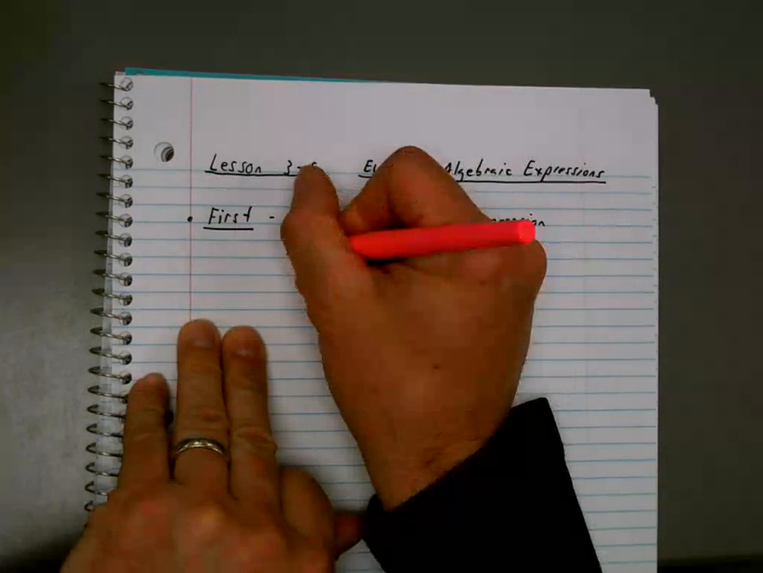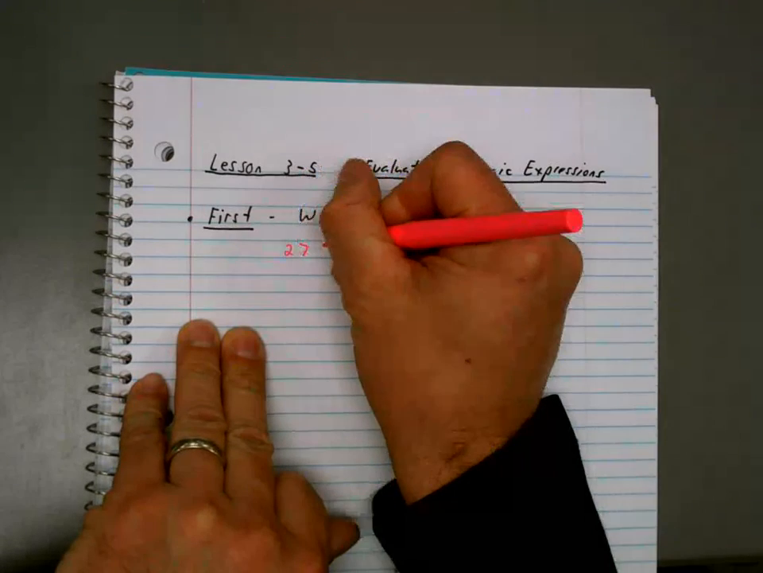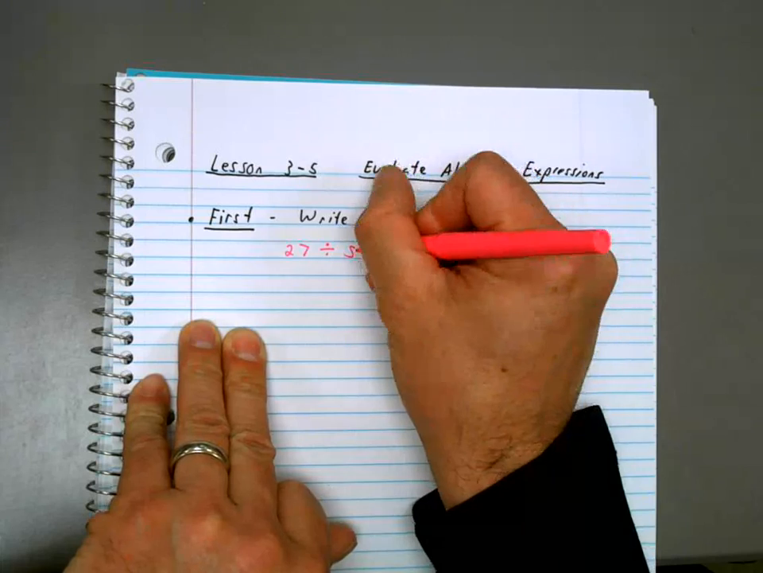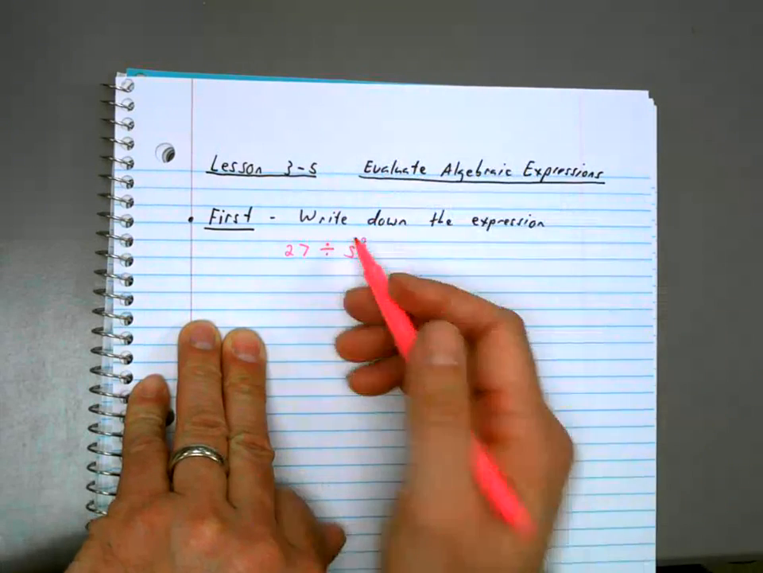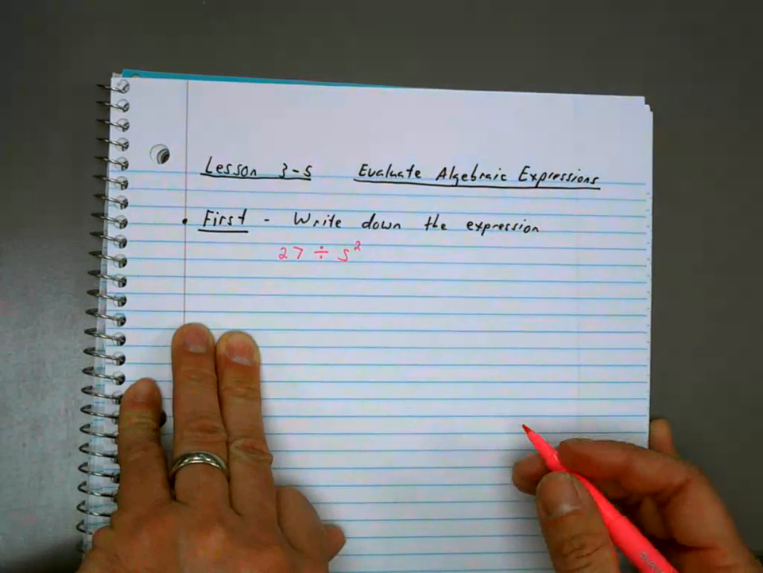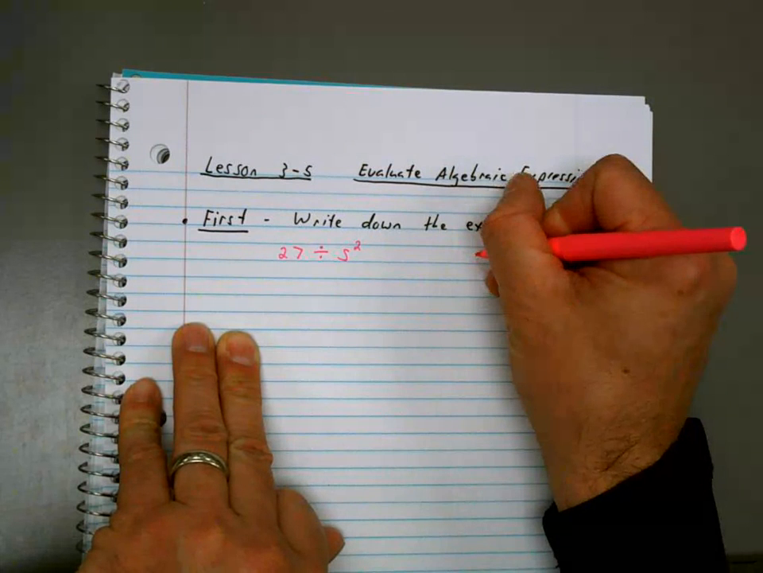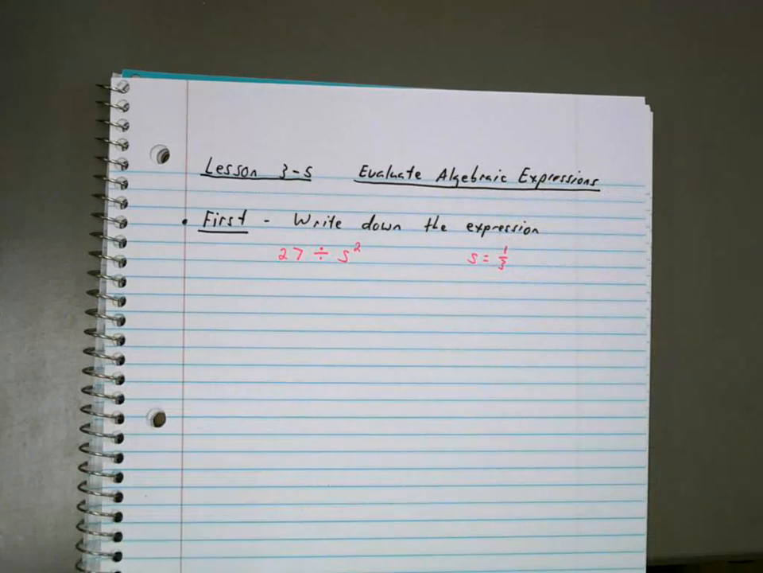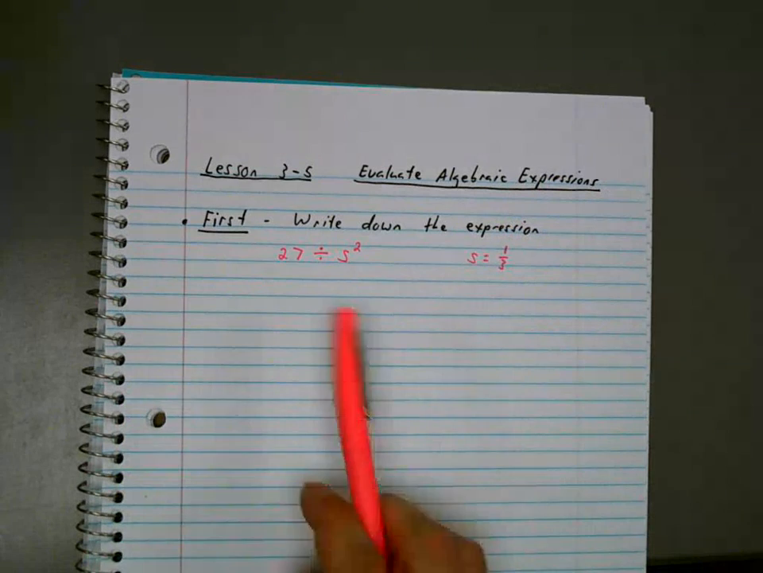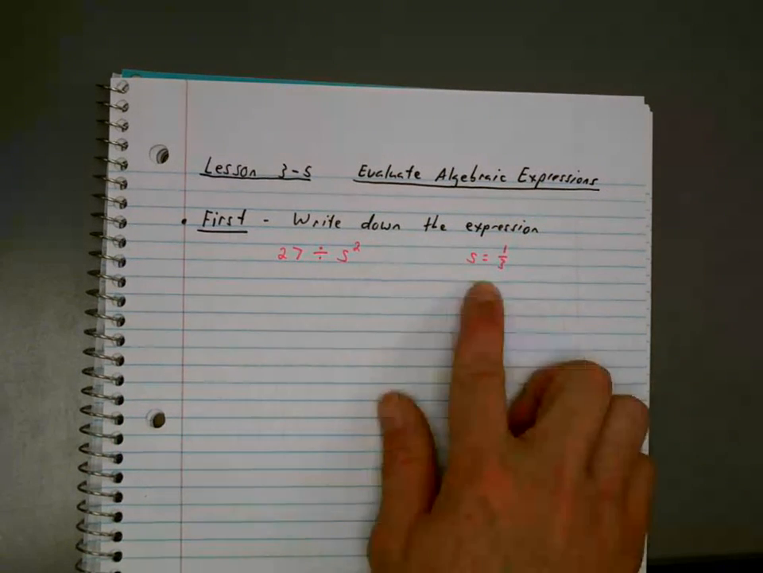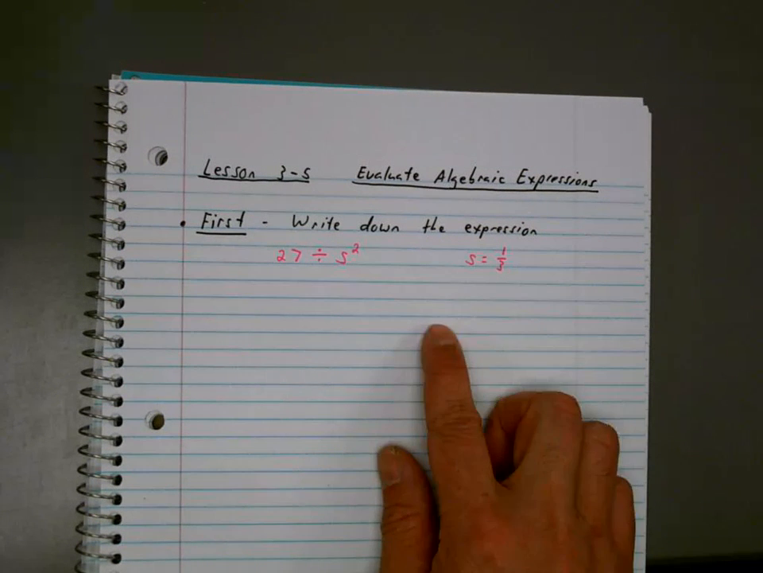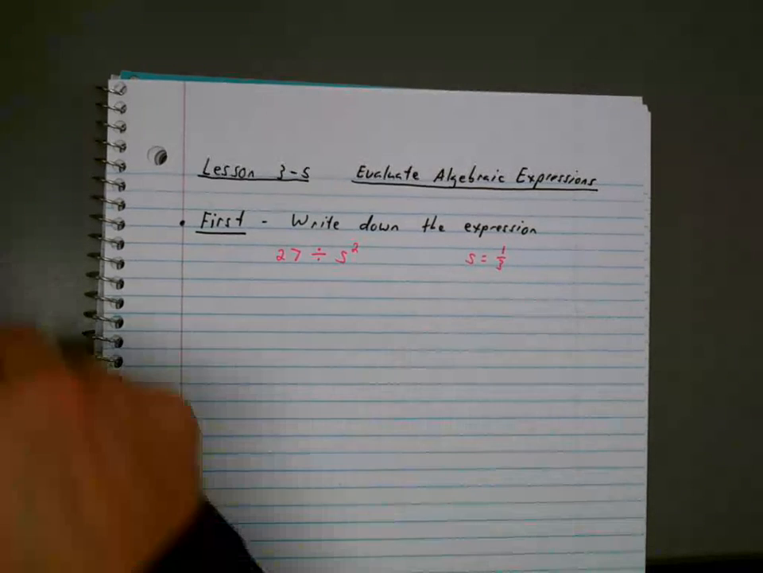So our example we're going to use for this one is 27 divided by s squared, or to the second power. Now right next to this, we're going to write what the value is, which is s equals 1/3. So that is all we have to do. Now for the most part, you're generally not going to have to write this part down. This part would be given to you. The only reason I'm writing it down is so you can see it.